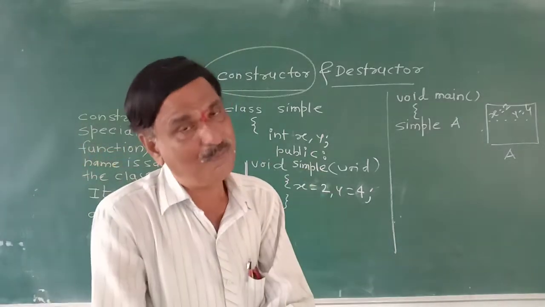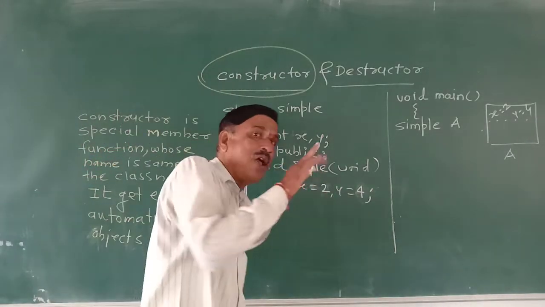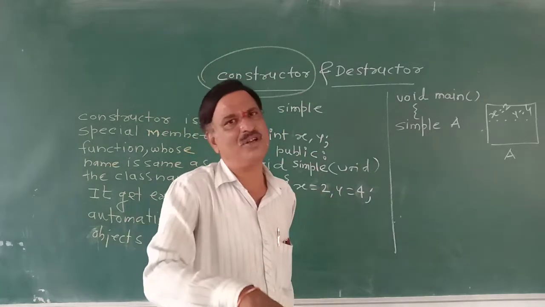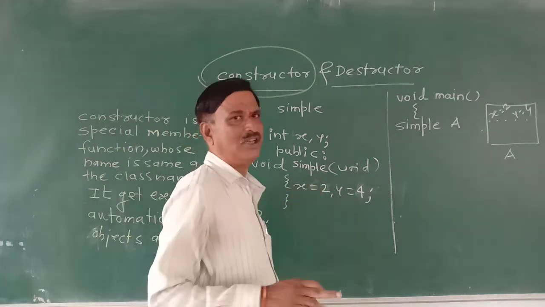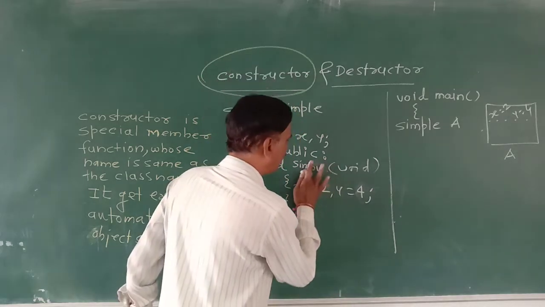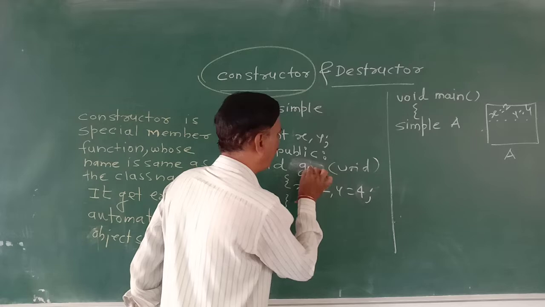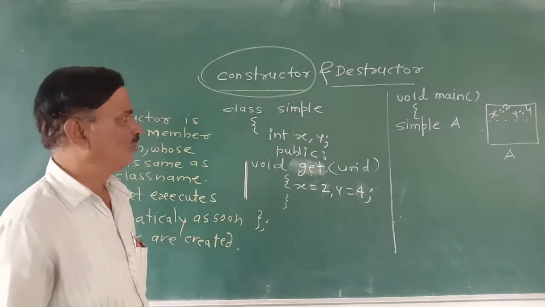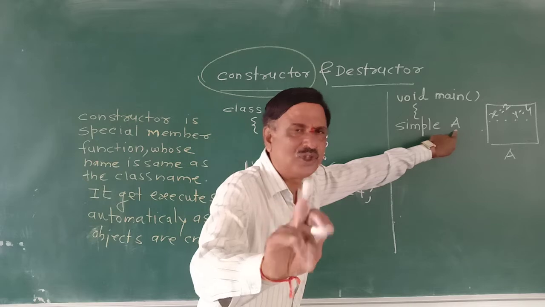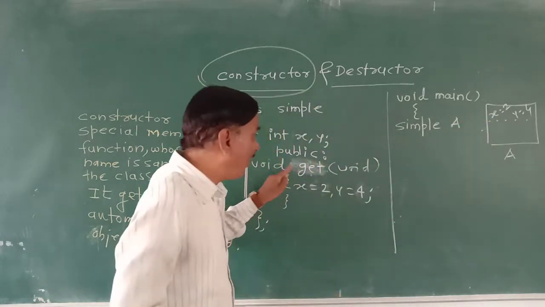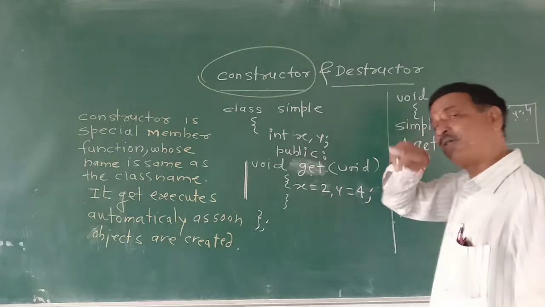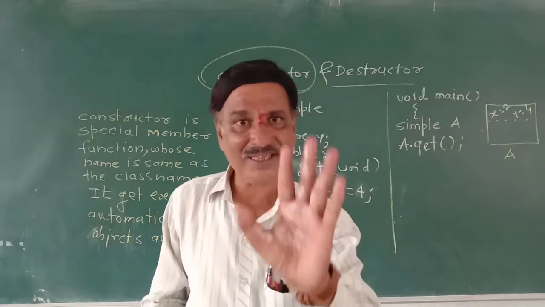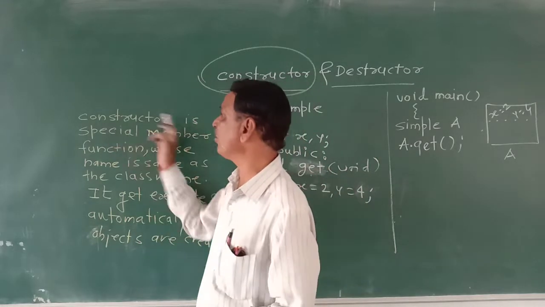And suppose instead of the constructor there was an ordinary member function, get, which was there previously. Creating the object is only creating the object. But ordinary functions are necessary to call, like a dot get, and then the function will execute. So this is the basic difference between an ordinary member function and a constructor, a special member function.